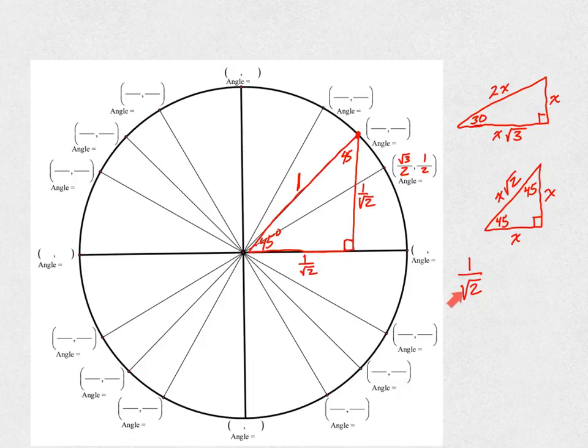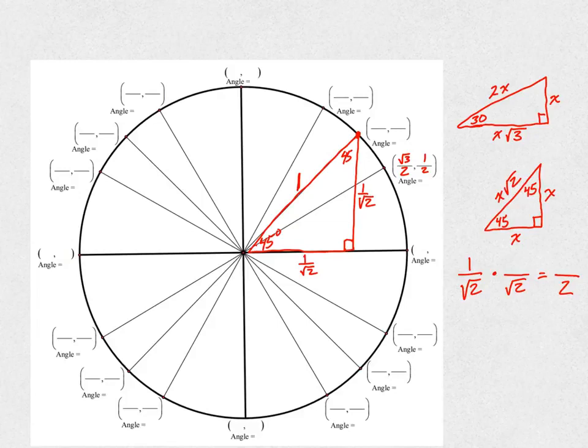So we need to turn it into a rational number. So what we're going to do is multiply this fraction by some number that will turn the square root of 2 into a rational number. And the number we're going to multiply by is the square root of 2, because the square root of 2 times the square root of 2 is the square root of 4, which is 2.